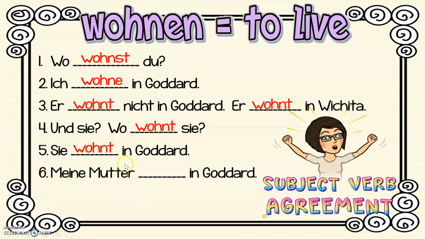Now, what happens if you don't have a pronoun as your subject? The subject in this sentence is meine Mutter, my mother. And you're not quite sure how to conjugate for my mother. So imagine yourself, if you take this out of the sentence and replace this with a pronoun, what pronoun would you replace this with? My mother lives in Goddard. She lives in Goddard. So that tells us how we're going to conjugate for my mother. So again, he, she, it, wohnt.